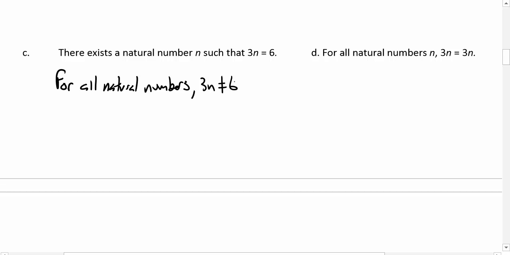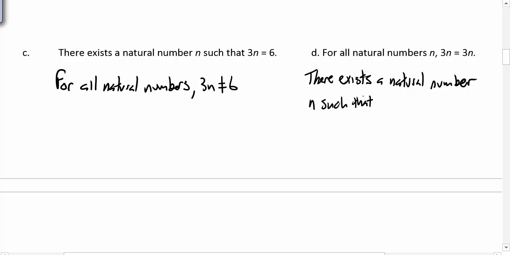So the opposite of for all would mean that there's something out there. So there exists a natural number n such that, okay, and then I want the negation of 3n equals 3n, so 3n does not equal 3n.